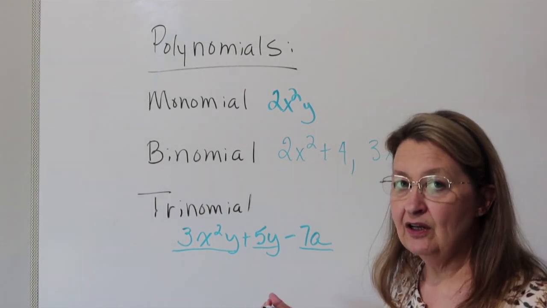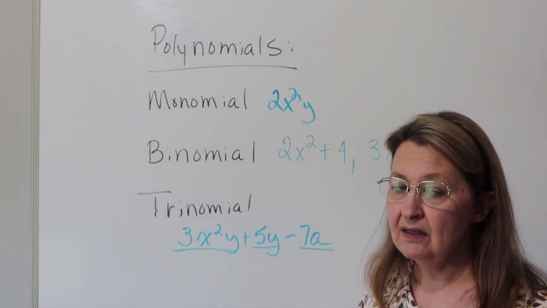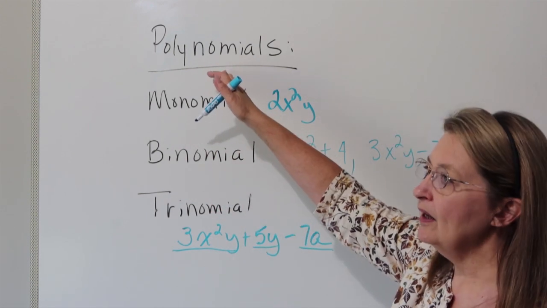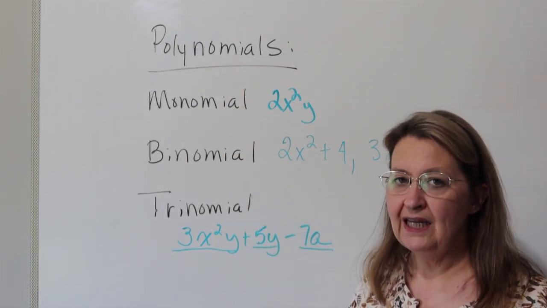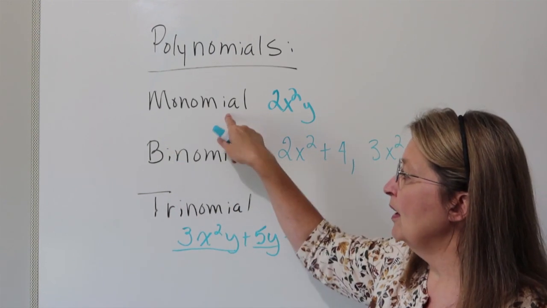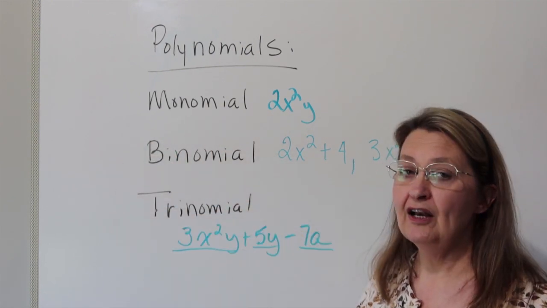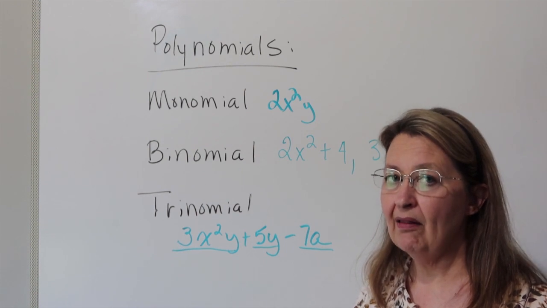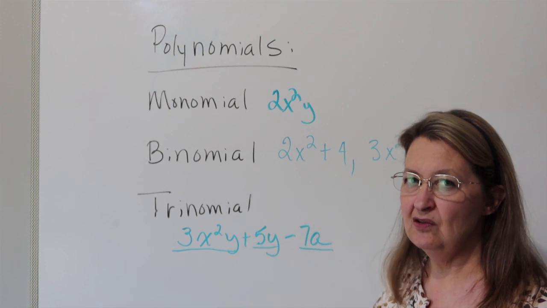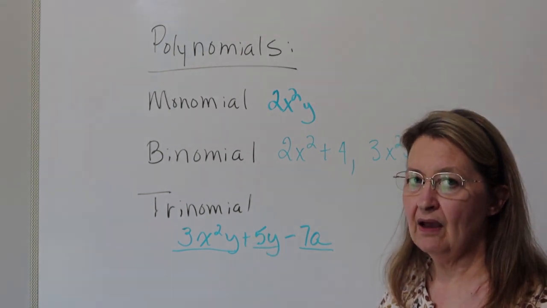Now what about bigger than a trinomial? Oh yeah, they exist. We just don't have a special name for them. So polynomial is what we refer to anything larger than this. And to be honest, except for the monomial, your binomial and your trinomial, they are also polynomials. We just have special terms for these because we use them so often and it helps us out.